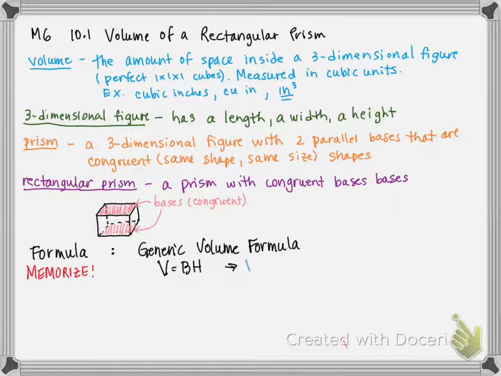This is volume, is V, and equals, and then we're going to have the area of the base. That's your big B, okay? It's telling you, okay, if you have a rectangle base, what's the area of that rectangle? Okay? Then you're going to multiply it by the height of the prism.